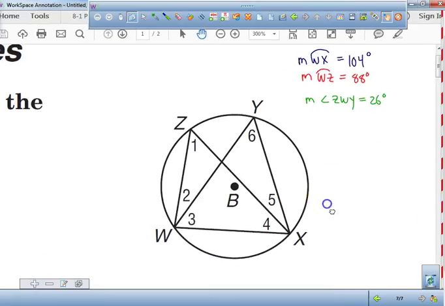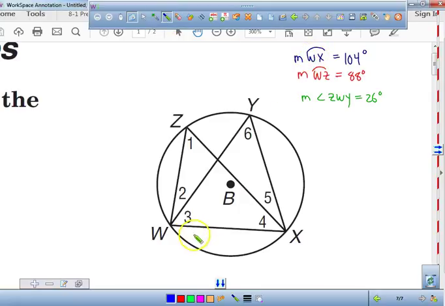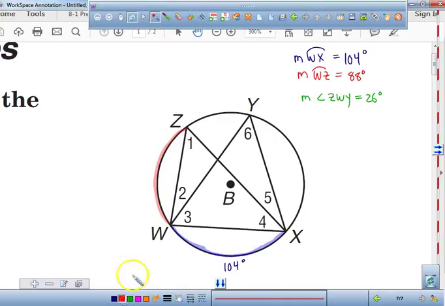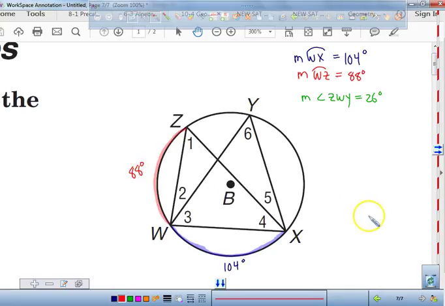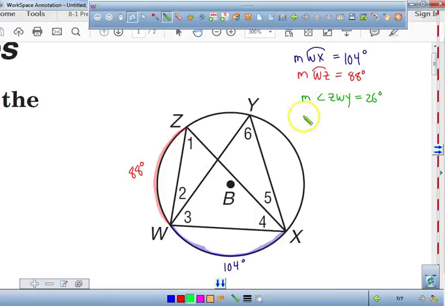So we're going to start right now. The measure of WX. What I'd like you to do is just come shade in WX. I want you to label W to X, 104 degrees right there. So WX is 104. WZ, from here to right there, WZ is a total of 88 degrees. And last but not least, it says ZWY, from Z to W to Y, which happens to be the measure of angle 2. The measure of angle 2 is equal to 26 degrees. So right now, what we're going to do is start finding the measures of certain angles.